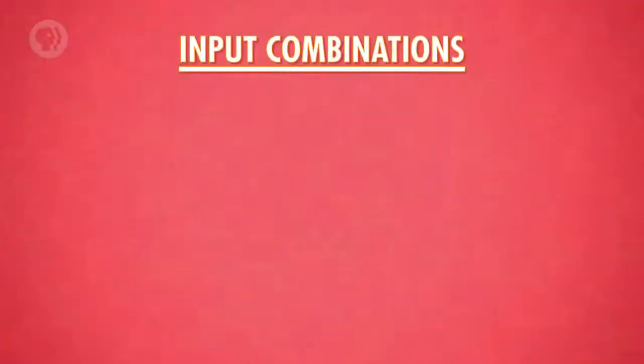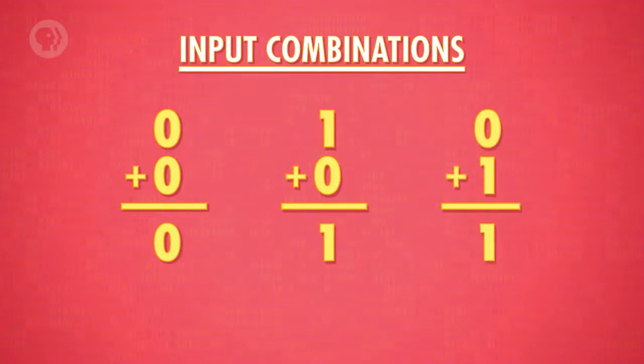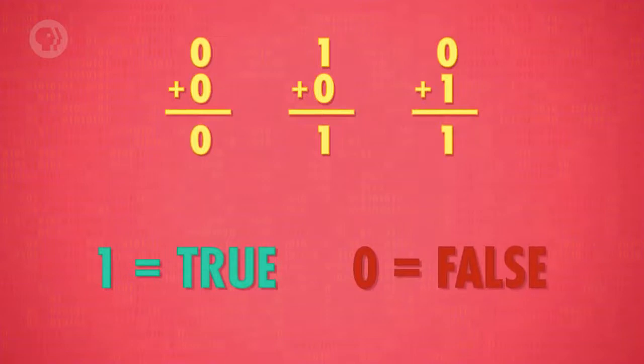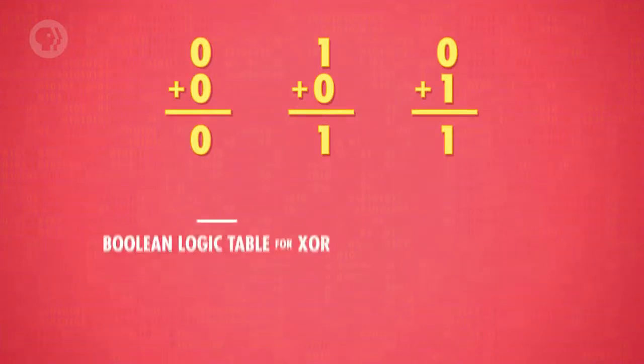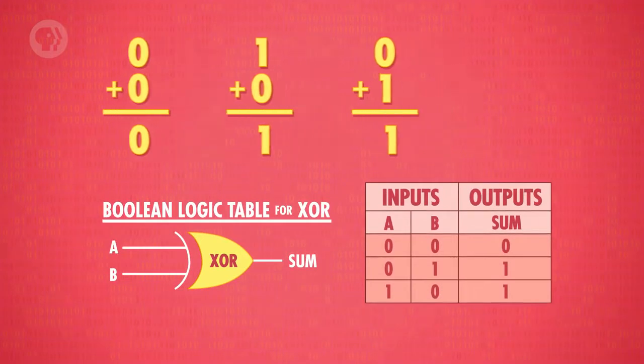There are only four possible input combinations. The first three are 0 plus 0 equals 0, 1 plus 0 equals 1, and 0 plus 1 equals 1. Remember that in binary, 1 is the same as true, and 0 is the same as false. So this set of inputs exactly matches the Boolean logic of an XOR gate, and we can use it as our one-bit adder. But the fourth input combination, 1 plus 1, is a special case.